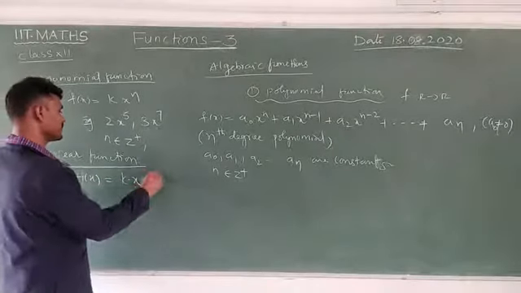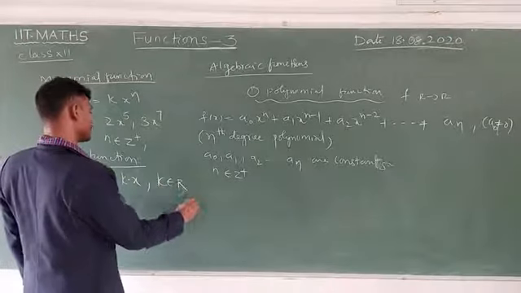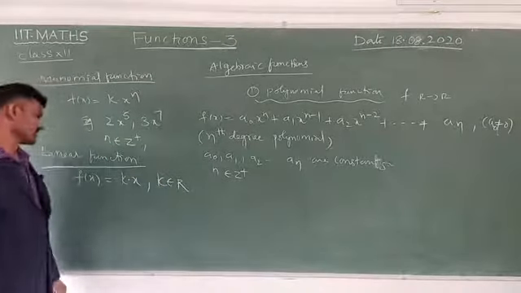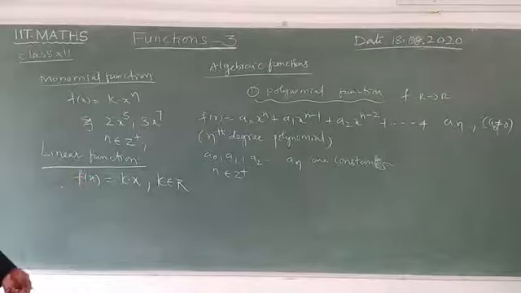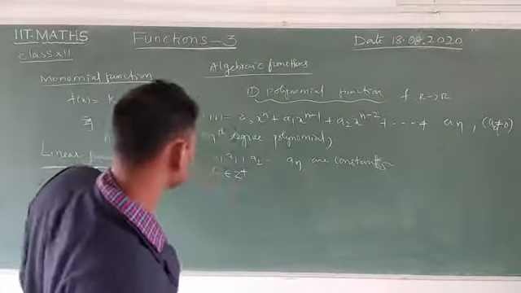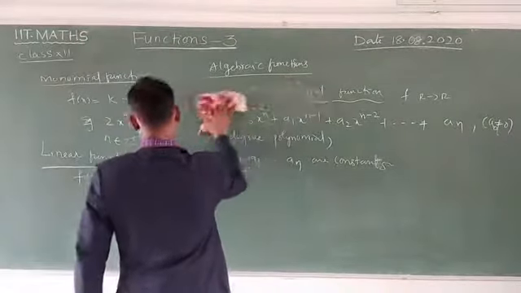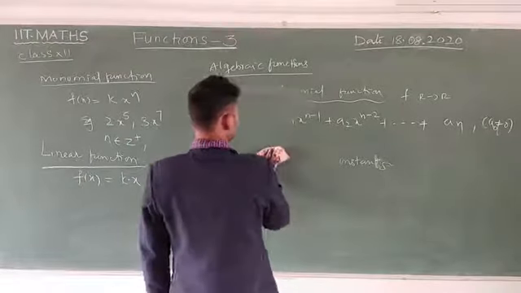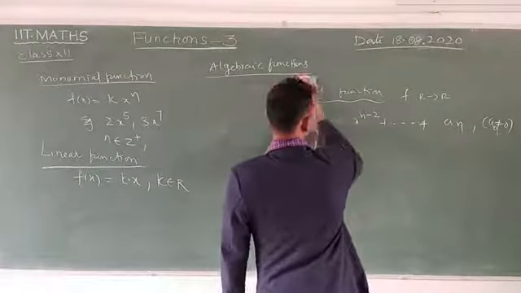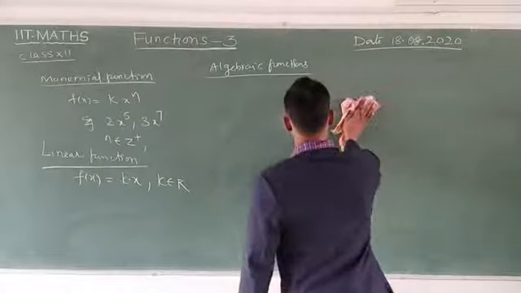And k belongs to R, real numbers. This is called the linear function. Next one is constant function.